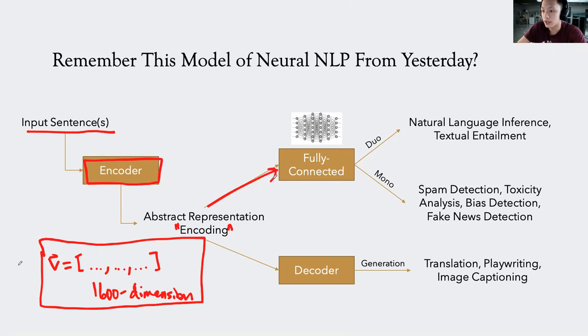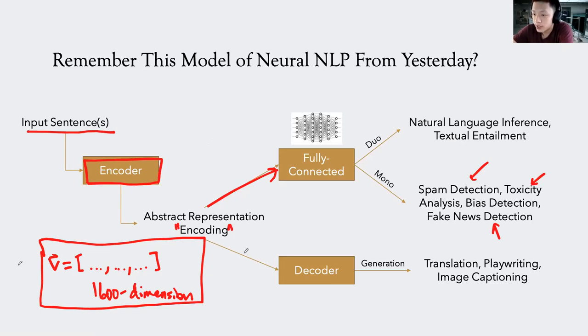There are different things that you can do. One thing that you can do is directly take this representation of the entire sentence and apply a fully connected layer to do classification. So these tasks include spam detection, toxicity analysis, all of these kinds of things. But you don't necessarily have to do classification. Classification is perhaps one of the easier, more straightforward tasks.